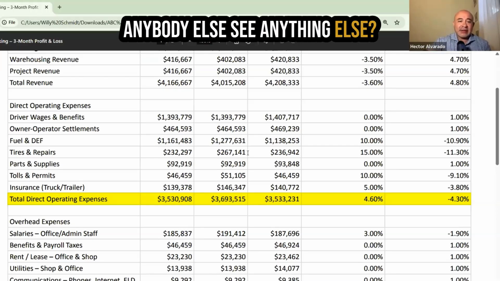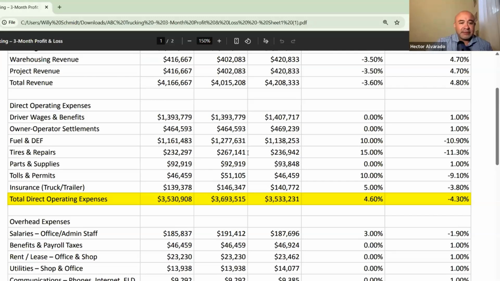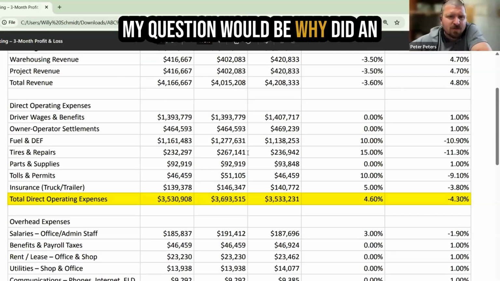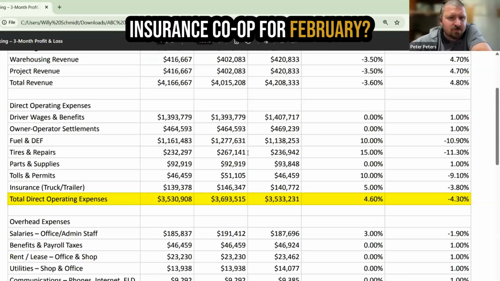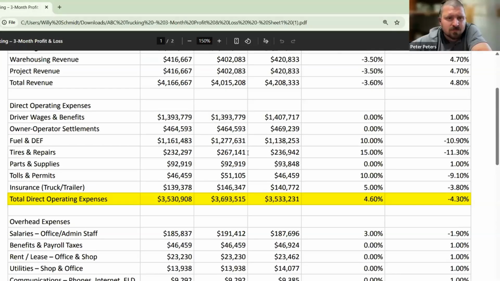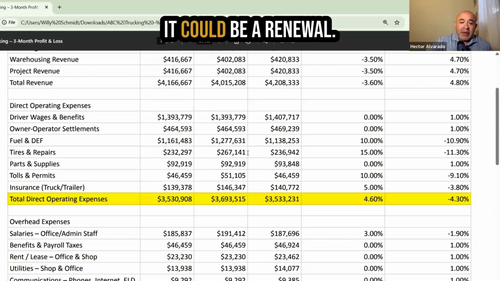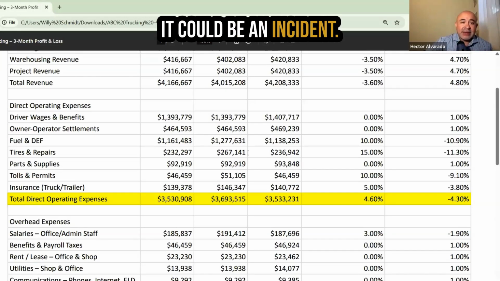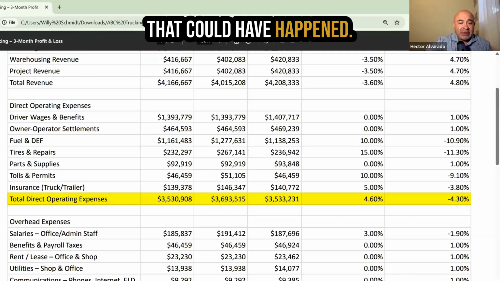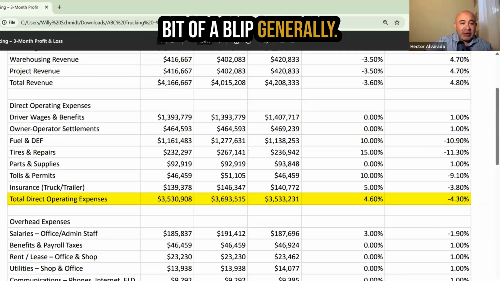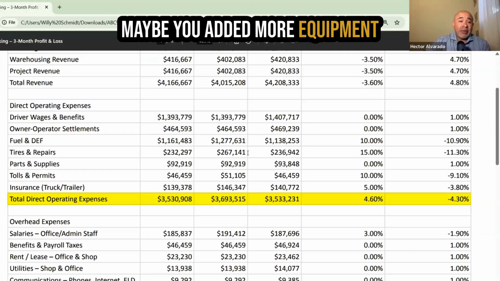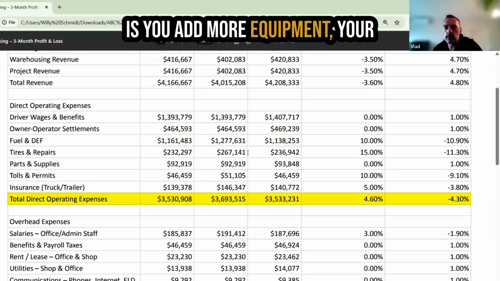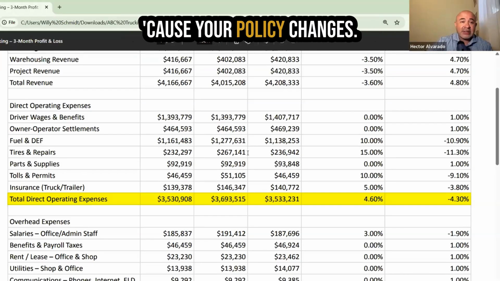Anybody else see anything else? My question would be, why did the insurance go up for February? Good point. It could be a renewal. It could be an incident that could have happened. It was certainly a bit of a blip. Generally, maybe you added more equipment. As you add more equipment, your insurance would go up, right? Because your policy changes.